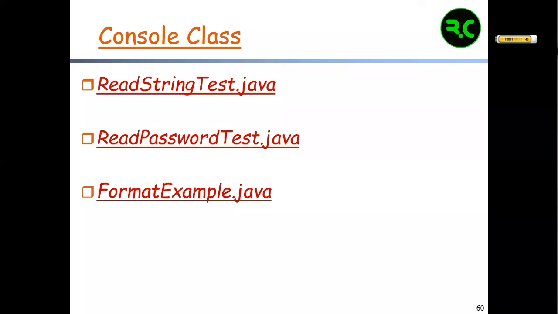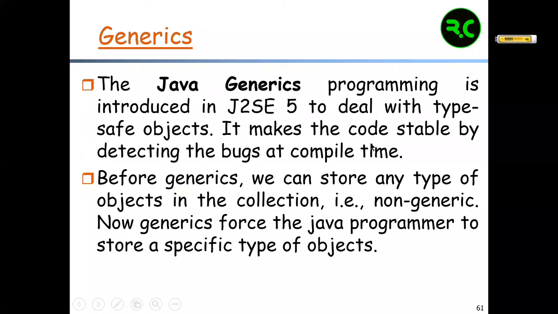Next topic. The next topic is generics. So, generic programming. What is meant by generic? What is meant by generic? The general type, which can be used for any type of specification.